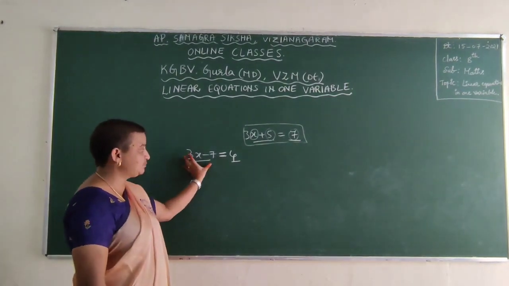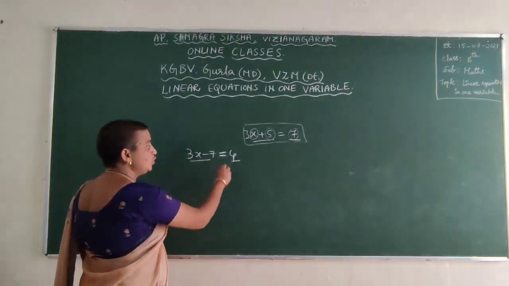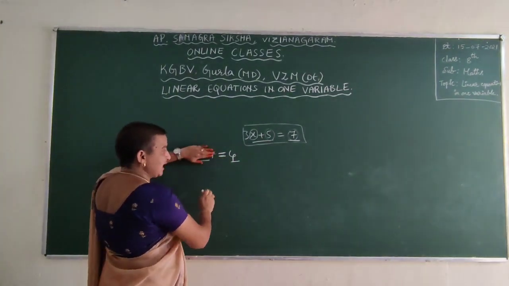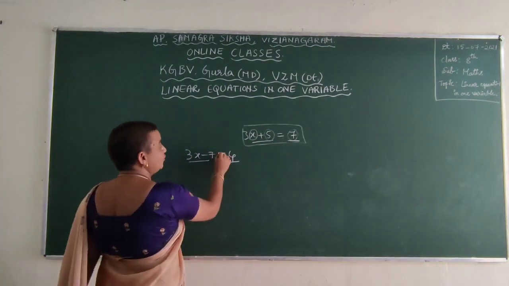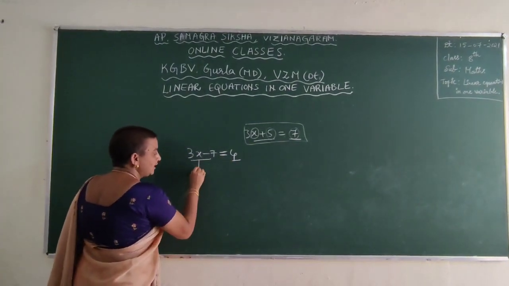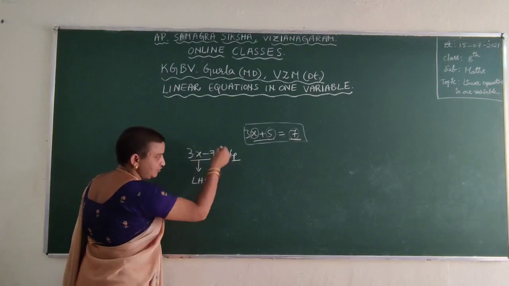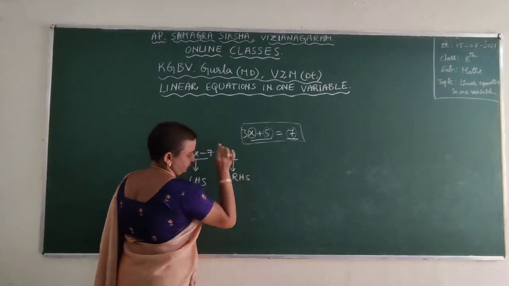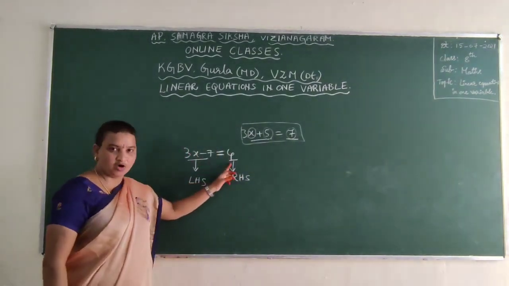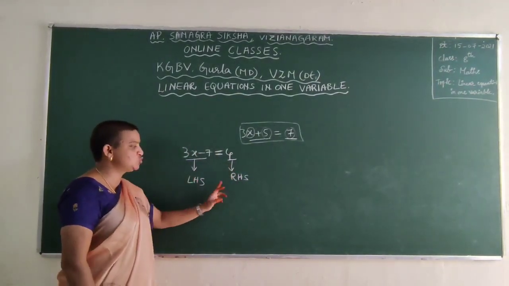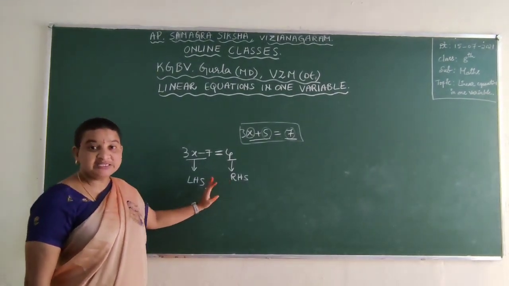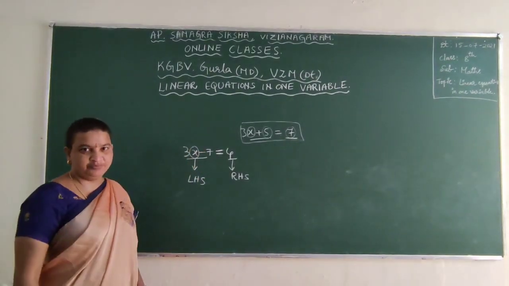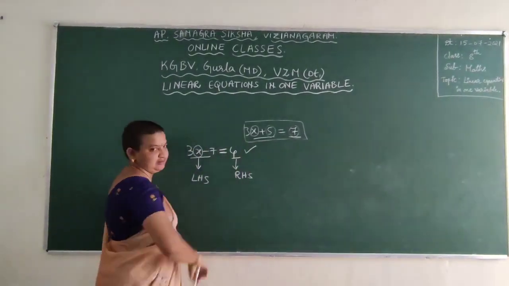The algebraic expression which is on the left side of the equality sign is called LHS, and which is on the right side is called RHS. The values of these two are equal. It is true only for one certain value of the variable. That is the solution of this equation.